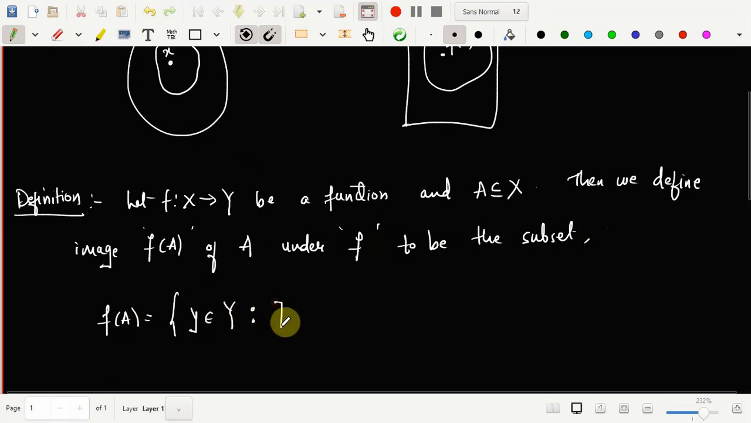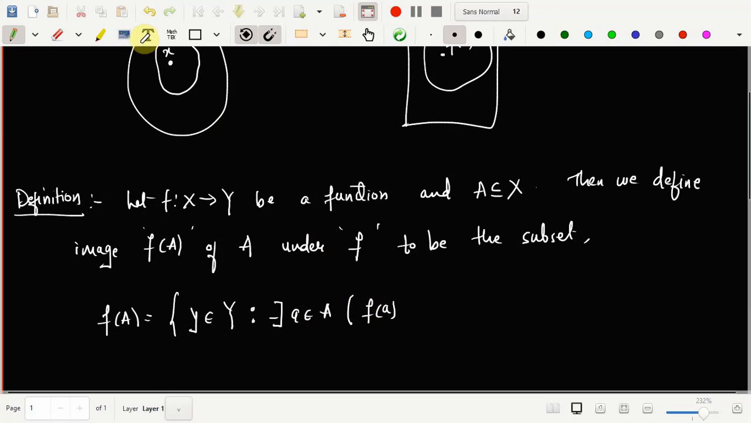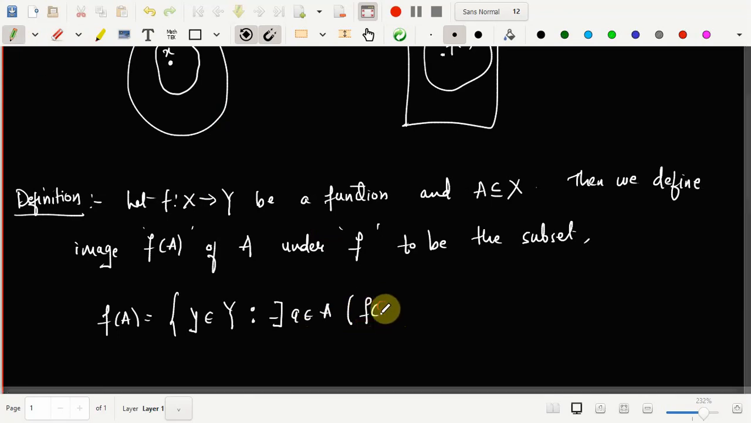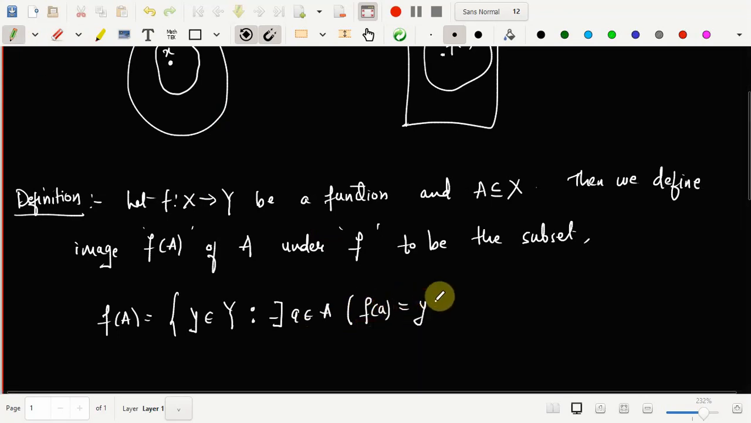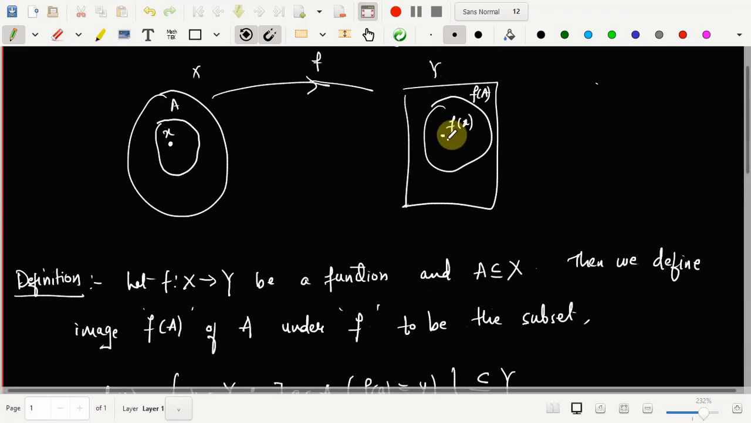That is the same as saying there exists a in A such that the image of a under f is y. So this is a subset of Y. Basically, we are collecting all those elements of Y which have a pre-image in A, not in X.